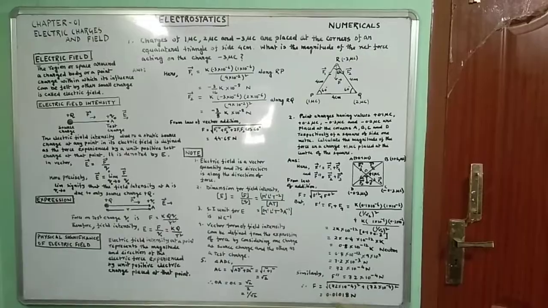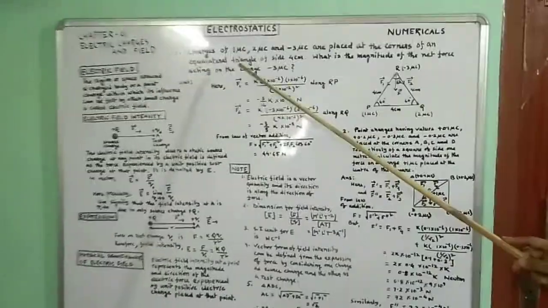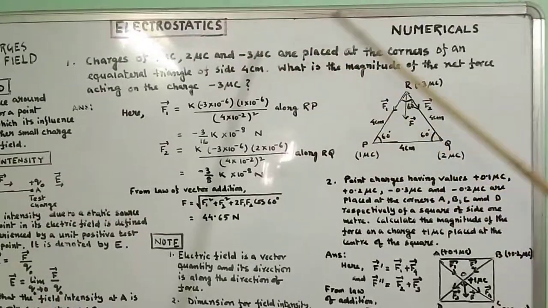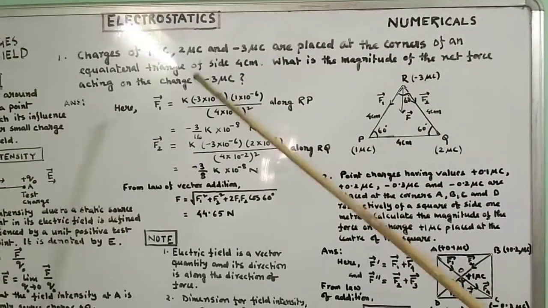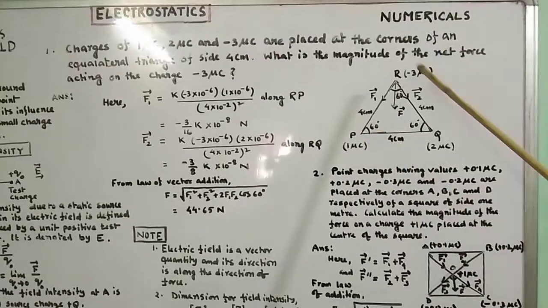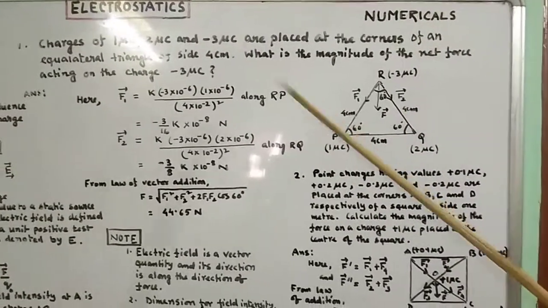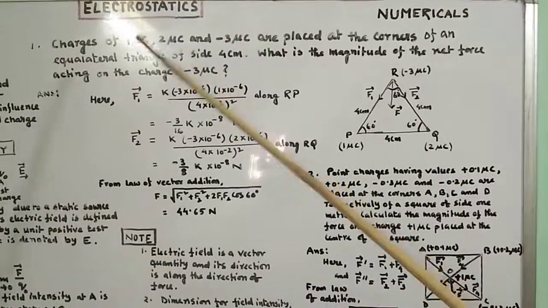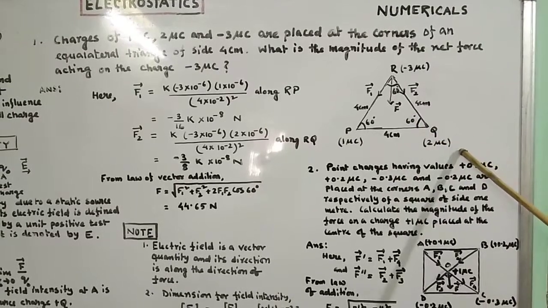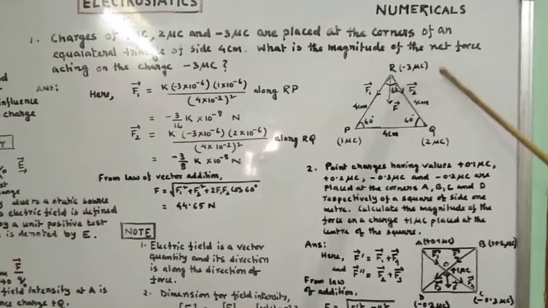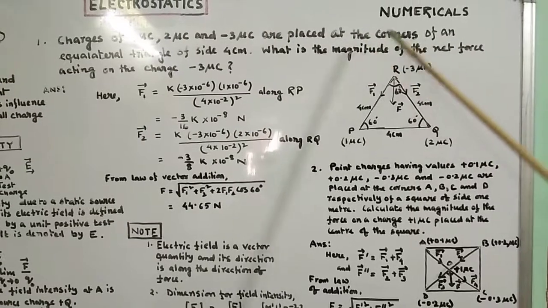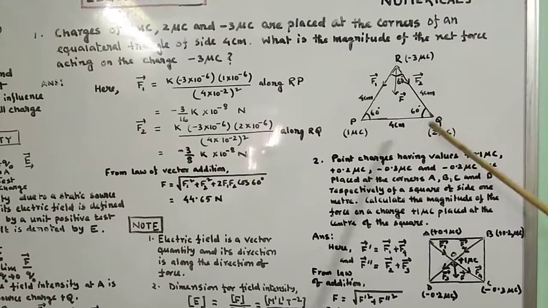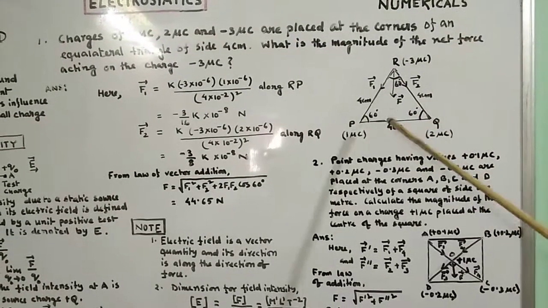Number one application. Charges of 1 microcoulomb, 2 microcoulomb, minus 3 microcoulomb are placed at the corners of an equilateral triangle of side 4 cm. So this is your equilateral triangle, and these charges are placed at its vertices. So each side is 4 cm, and as it is an equilateral triangle, each angle is 60 degrees.